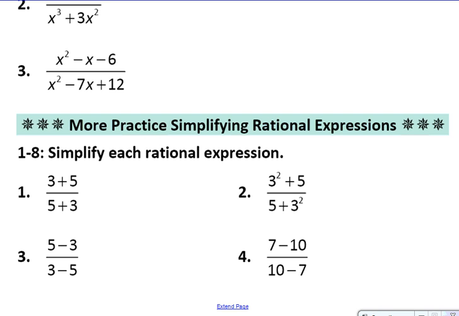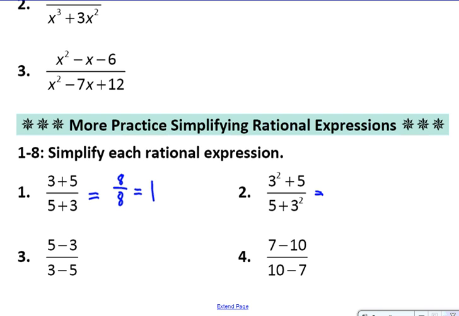All right, so once you've tried those, this is probably just 1 through 4. We're going to make some observations here. So number 1, PEMDAS. Oh, can I cancel? No, you can't, because you have addition, not multiplication. So I'm going to add my numerator, get an 8. Add my denominator. 5 plus 3 is also 8. So now I can reduce it to 1.